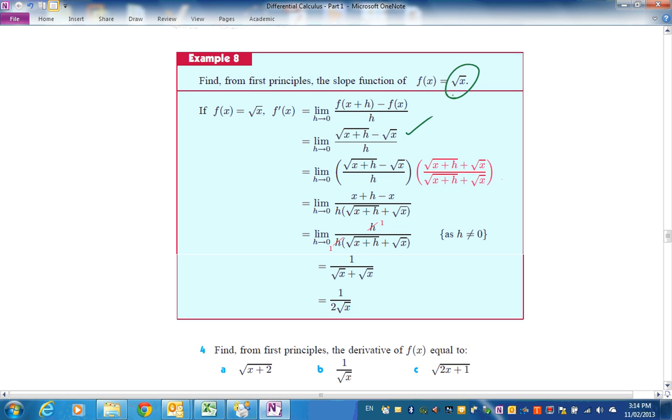So you've got to divide h into it. There's no common factor of h in this line. So this is the trick. You need to remember this, the use of the conjugate. The use of the conjugate in square roots.